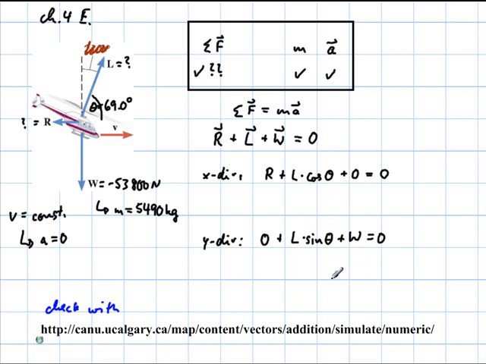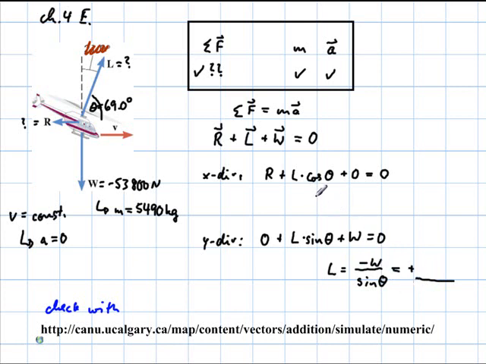Okay, in the second one, because we only have one unknown here, the L, we can calculate that right away. So lift comes out to minus weight, because we get this to the other side, so it's negative weight divided by sine of the angle. Here we have negative of a negative, so it comes out to a positive, divided by a positive sine theta, so that's a positive number.